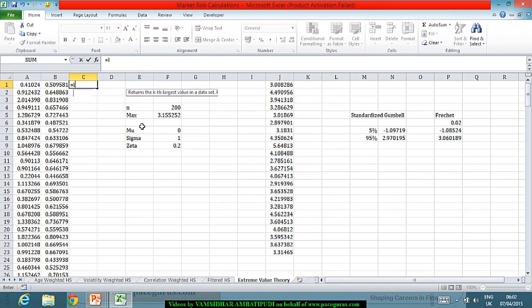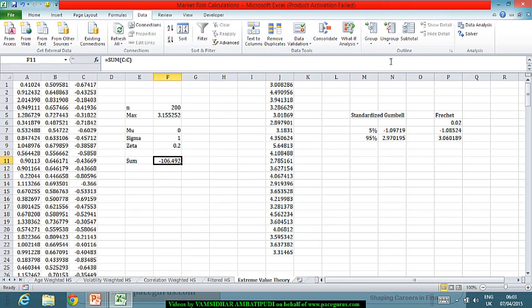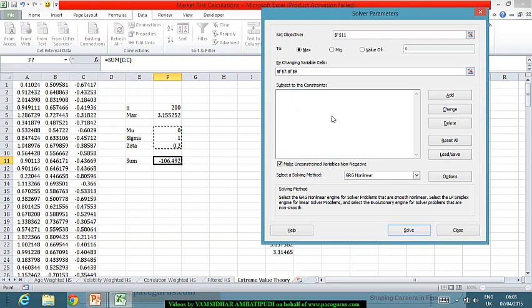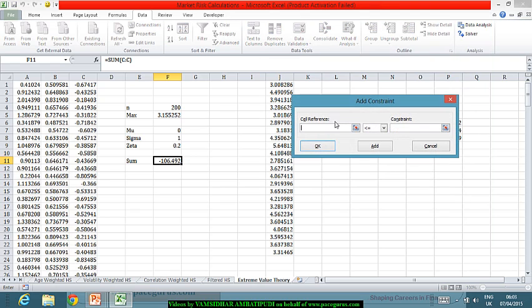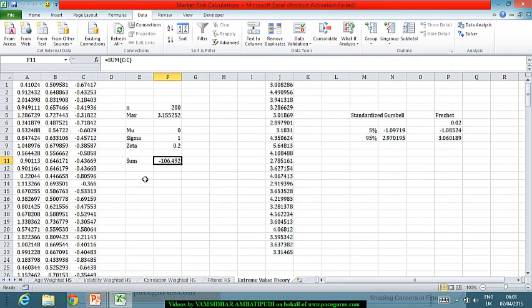I can very well take the log likelihood function for this. So this is working out to be the log likelihood. I am doing the summation of the log likelihood. This is working out to the summation, and my intention is to maximize this. I use the solver to maximize this by changing these three, and the condition that I really need to set here is, in each of the cases, 1 plus zeta times x minus mu by sigma should be greater than 0.